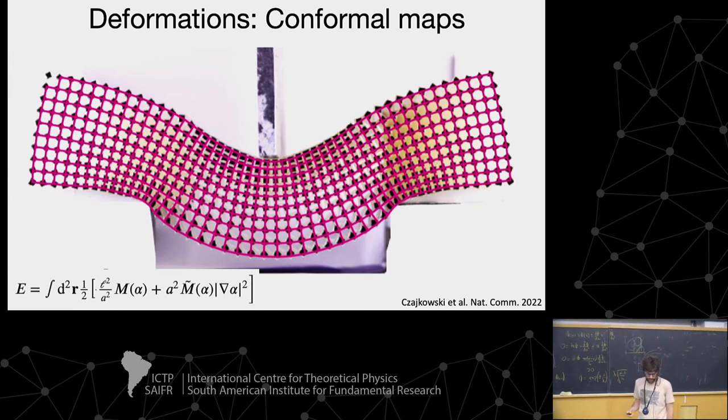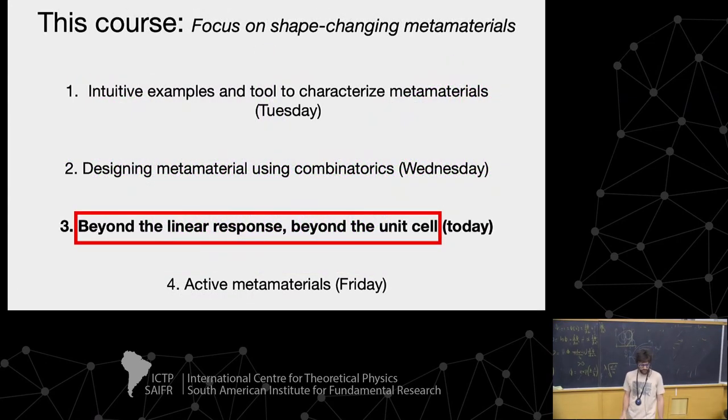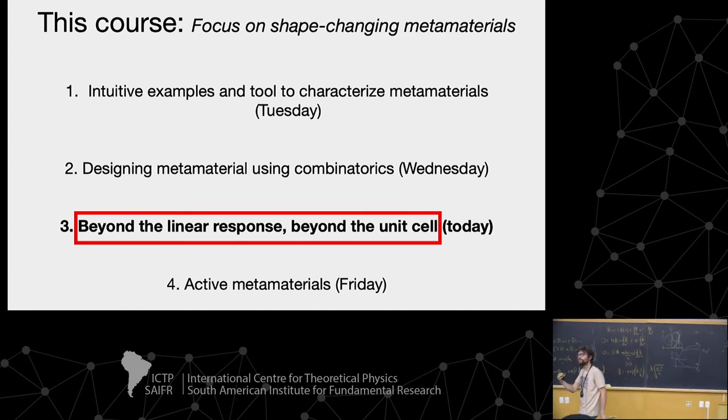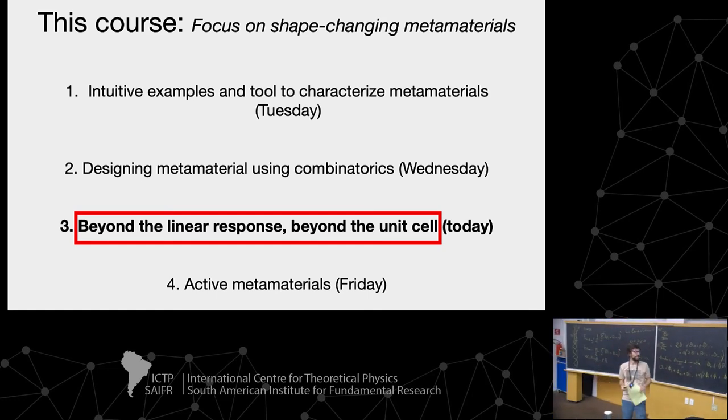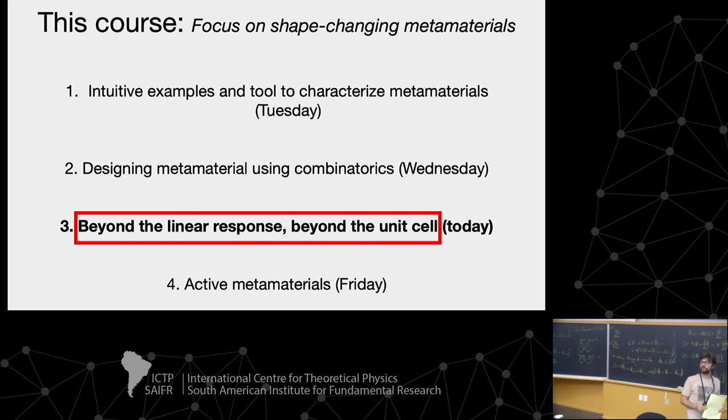Okay, all right. So that's what we did so far. We went beyond the linear response, and beyond the unit cell. And now I showed you that with conformal limits, you can combine the two, be both nonlinear and beyond the unit cell. Now I want to show you another example where we actually can do that.